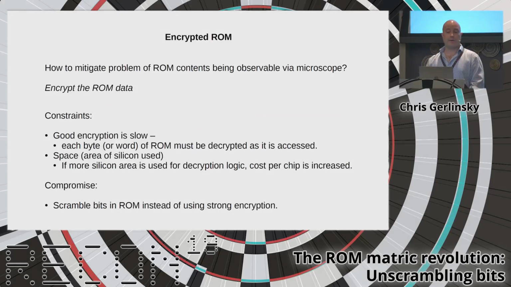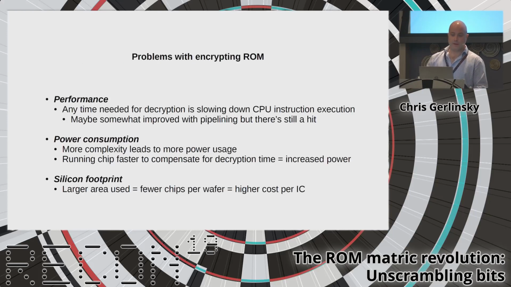So for encrypted ROMs. Now, the issue is that ROM contents can be observed via a microscope. So what's the solution? Encrypt the ROM data. There are some constraints for that, though. The encryption is slow if it's good, and you don't want to use a lot of space on the chip. So a compromise that is typically made is to just scramble the bits within the ROM instead of actually using a strong encryption. So the data inside of ROM isn't really encrypted, it's just in an order that's a little bit hard to decipher.